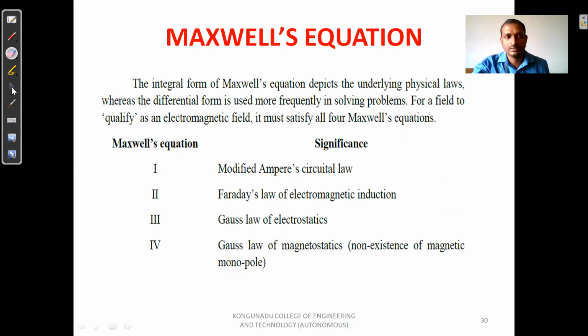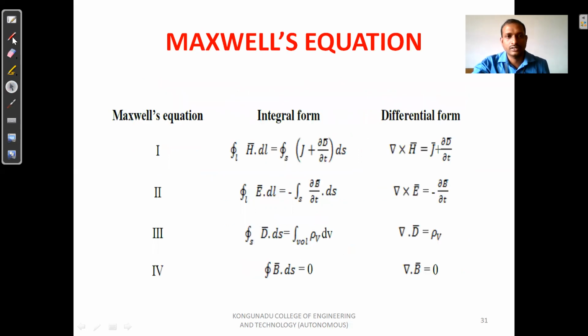So next we will discuss the Maxwell equations in integral form and differential form. Maxwell equation number 1: the line integral of H dot dl is equal to the surface integral of J plus dou D by dou t into ds. Here J is called conduction current density, and dou D by dou t is called displacement current density. In differential form, del cross H is equal to J plus dou D by dou t. This is the differential form.